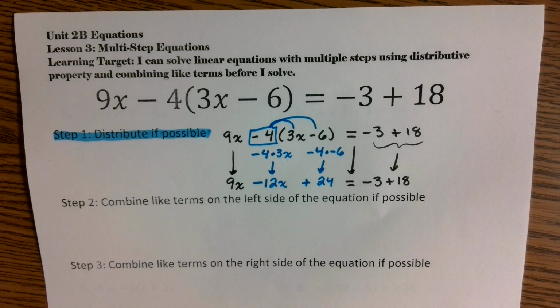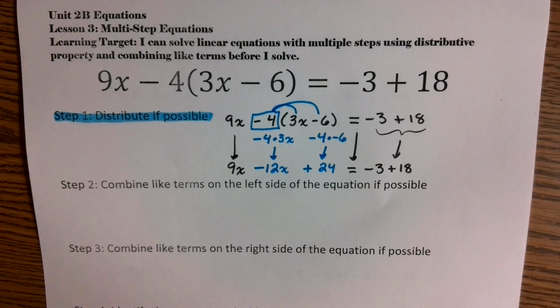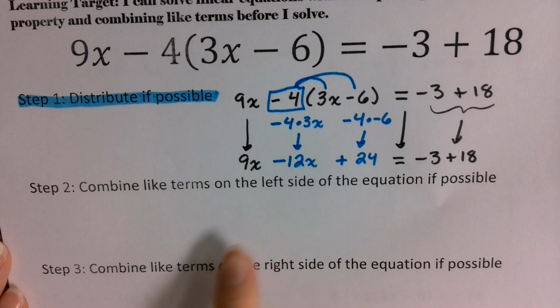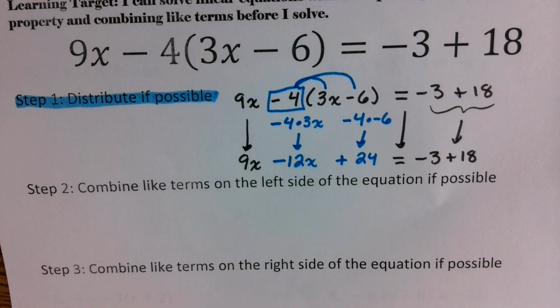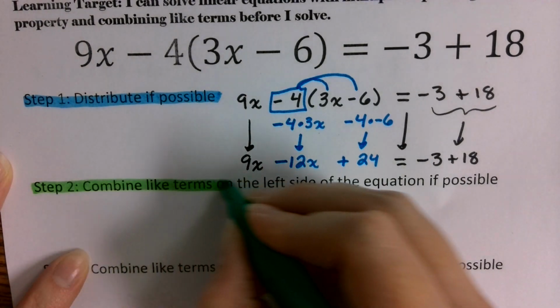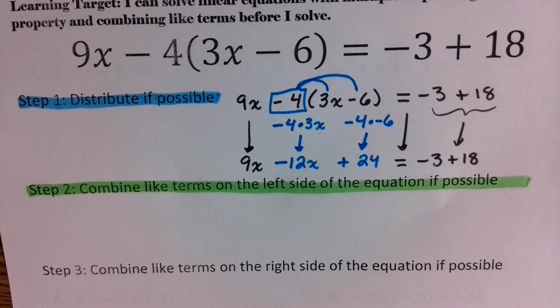The next step, or step 2, once we have distributed, if there is distributive property involved, is to go ahead and combine like terms on the left side of the equation, if it's possible. Sometimes you won't be able to combine any like terms. So if possible means only if you can. But like always, we distribute first, and then we can combine. So we're focusing first only on the left side of the equal sign.